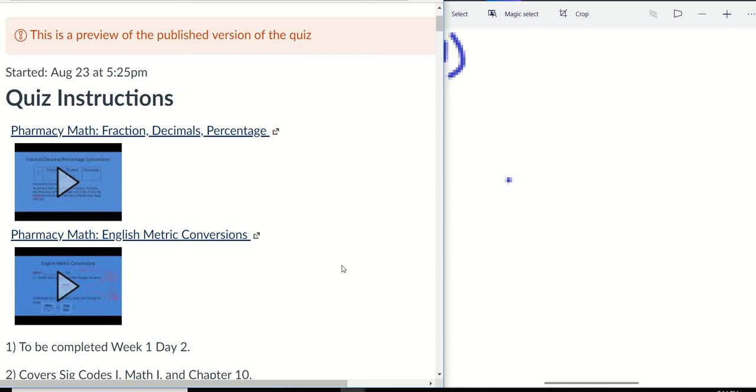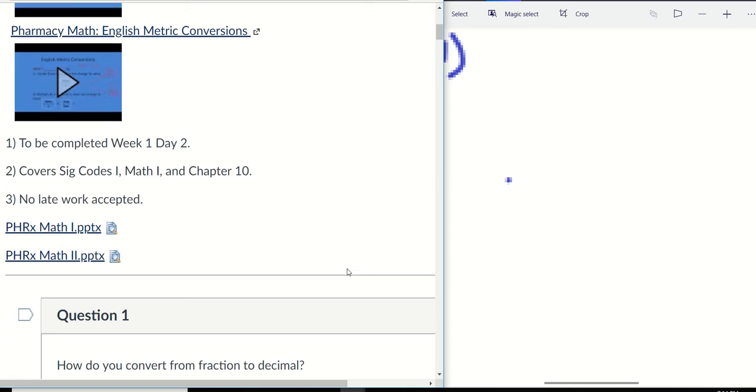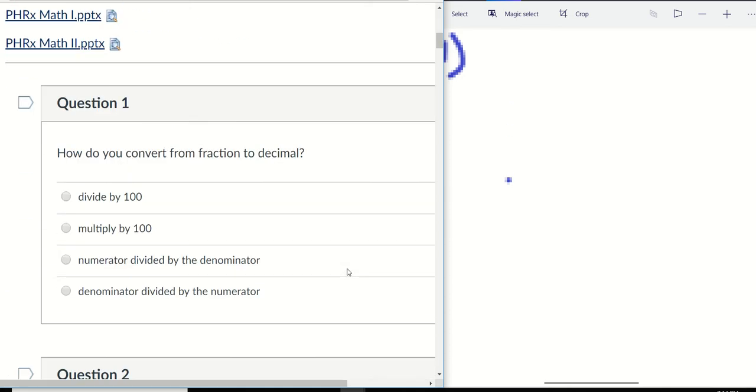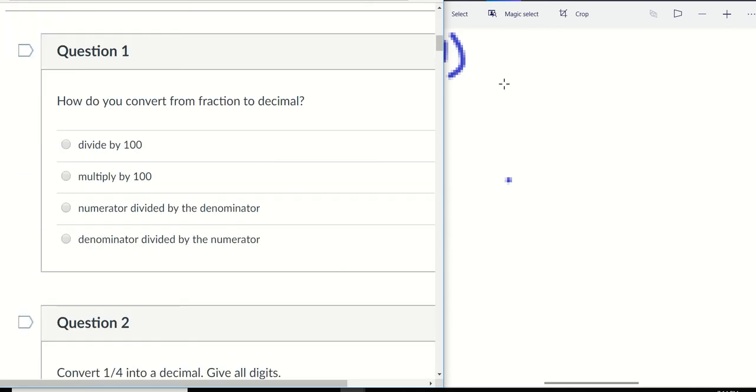So remember, document everything in pharmacy notation. 0 in front of the decimal, no trailing zeros. And you don't need any of your units or the percent symbol, just the decimal point, no commas. All right, number 1. Everyone in?